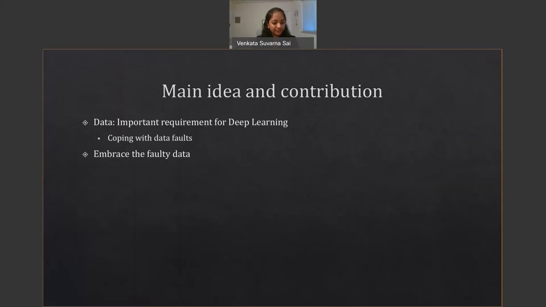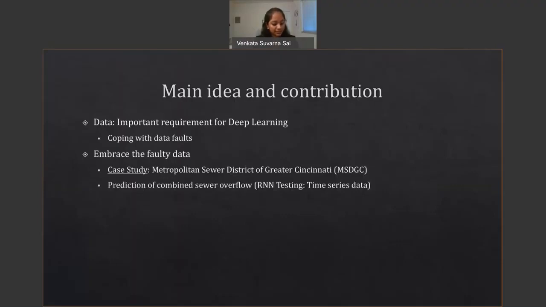And to substantiate this, we carried out a case study with the Metropolitan Sewer District of Greater Cincinnati, MSDGC, where the prediction of combined sewer overflow is experimented with recurrent neural networks and time series data by altering the stationarity of the time series data, which is an important data quality attribute.